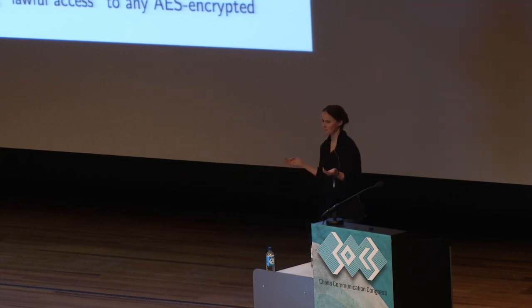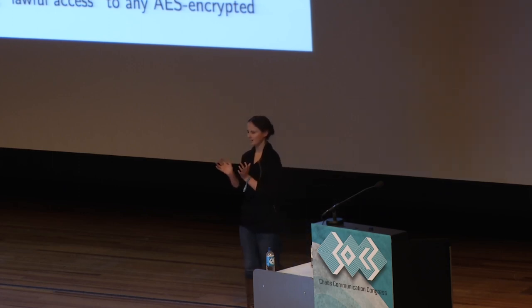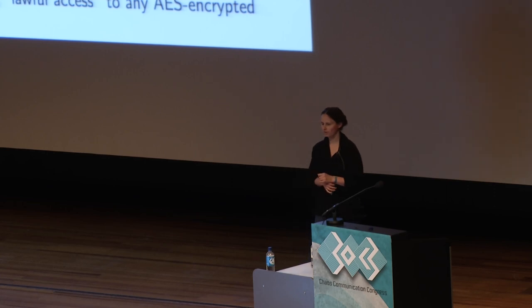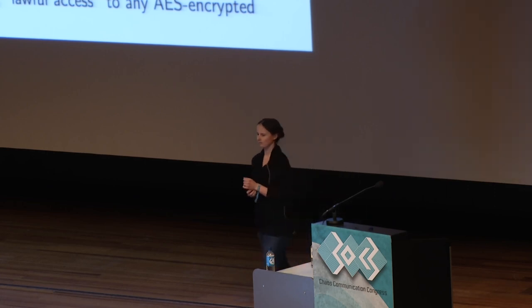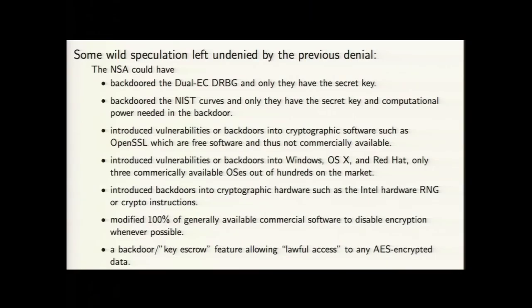They could have introduced backdoors into cryptographic hardware, because that's not covered by the commercially available software that they were talking about. Things like the Intel hardware RNG, or the AES instructions. Or they could have modified 100% of the generally available commercial software to disable encryption whenever possible. Finally, they could have built in a key escrow feature into AES that allows lawful access to any AES encrypted data anywhere. How are we supposed to know with that kind of denial?